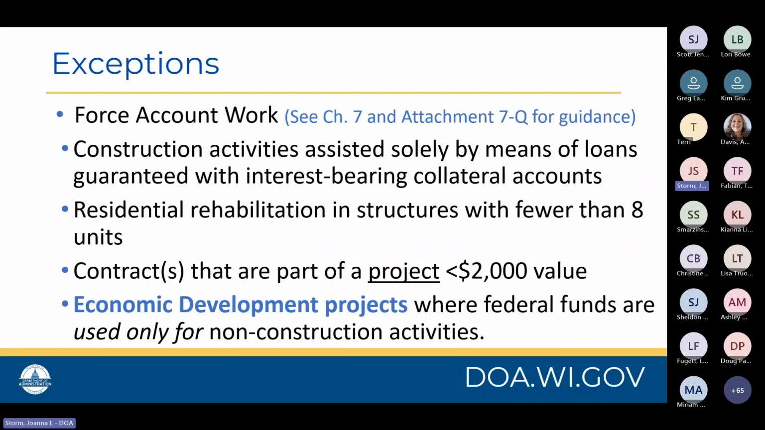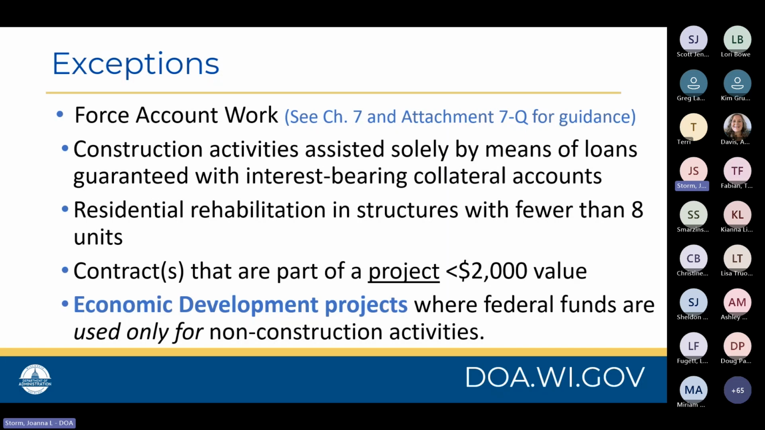There are some exceptions for Davis-Bacon. This includes force account work. Again, this would be utilizing quote unquote in-house staff to perform some duties, and you can refer to Chapter 7 and specifically Attachment 7Q for additional guidance. Other exceptions would be construction activities assisted solely by means of loans guaranteed with interest-bearing collateral accounts, along with the residential rehabilitation of structures with fewer than 8 units. Those would generally apply to housing-related projects.